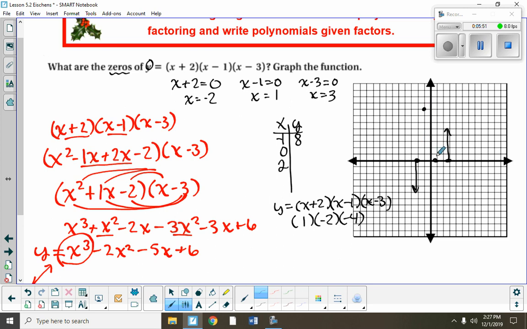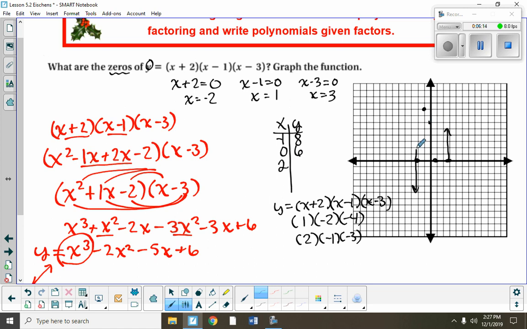So it looks like that's going to be a maximum value probably. And now we'll substitute in a 0. So we would have 0 plus 2, that would give us 2. 0 minus 1 is a -1, and 0 minus 3 is a -3. That gives us -2 times -3, that's a positive 6.